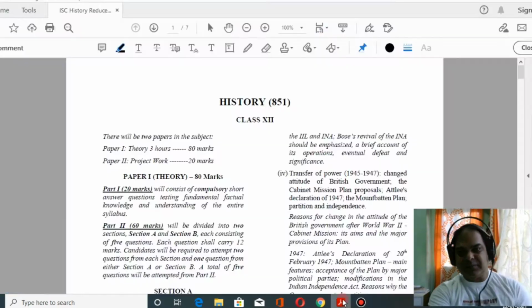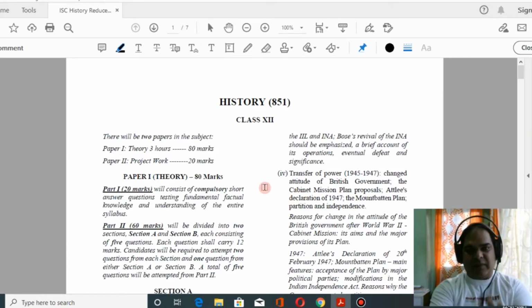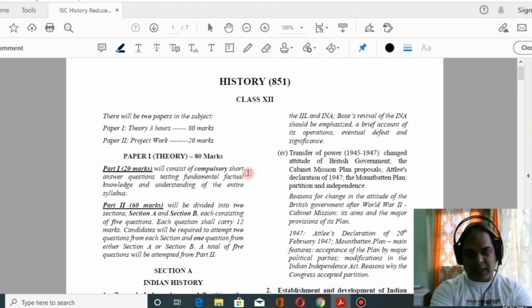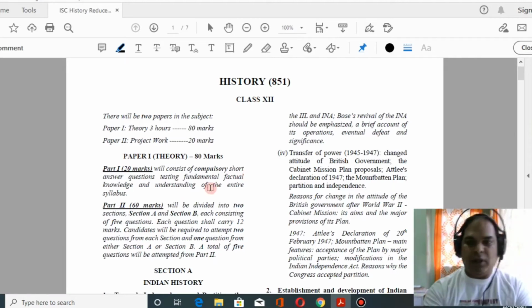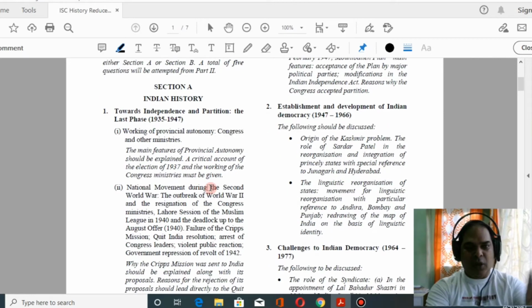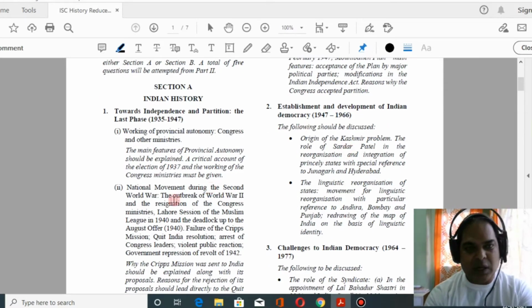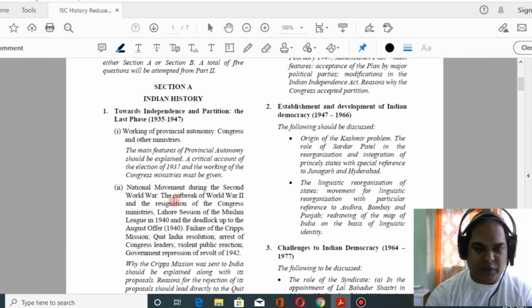Now you can see over here, history 851 class 12. As you know, the theory paper is of 3 hours, 80 marks, and project work of 20 marks, that will be assessed by internal and external examiners as well. That you have all been explained in the previous class also. Now when you go through this part, Indian history towards independence, I see not a major change over here.